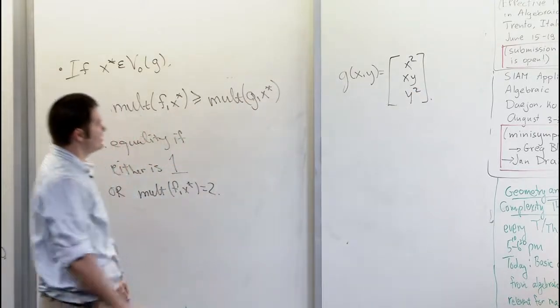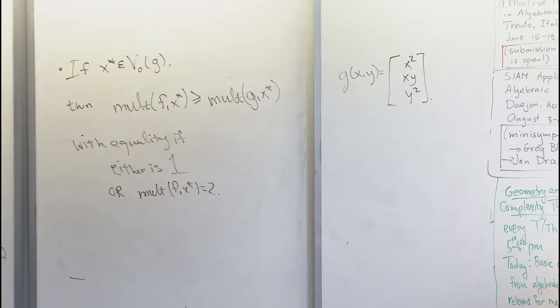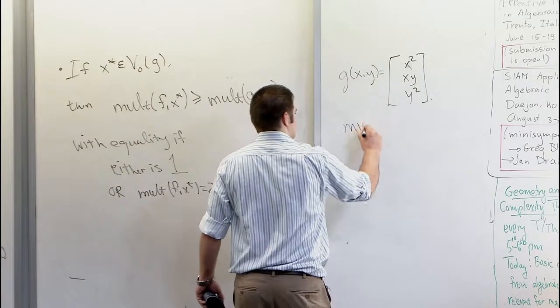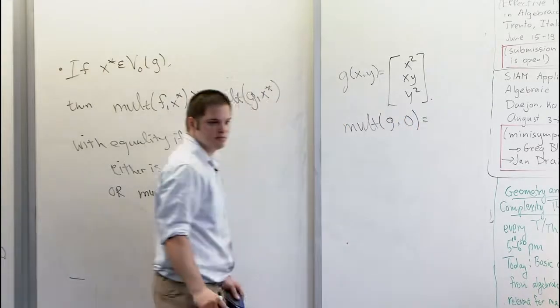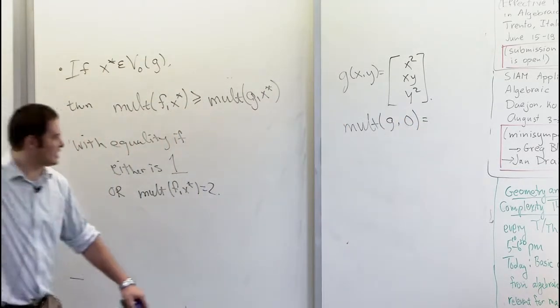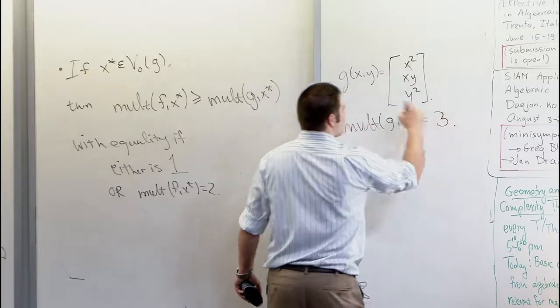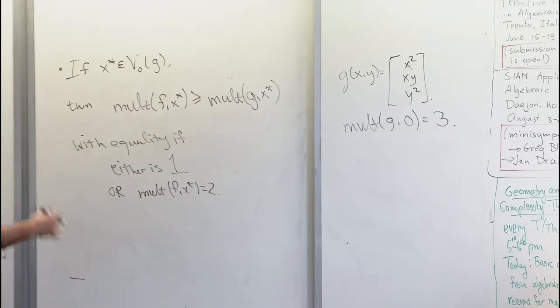So let's look at this system, x squared, xy, y squared. If the multiplicity of f at x star is larger than 2, then we don't know. And this example will demonstrate. Okay, what is the multiplicity of g at the origin? 3. Very good. 1, x, and y are the standard monomials, and there's 3 of those.